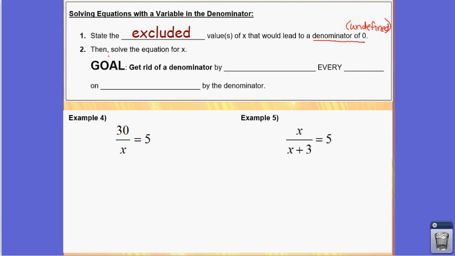Then we want to solve the equation. But these equations are going to look different than ones we've seen previously in class. So our goal is we want to get rid of the denominator. Okay, we normally haven't had denominators before that involved a variable. To get rid of a denominator, we can multiply every term on both sides by the denominator.